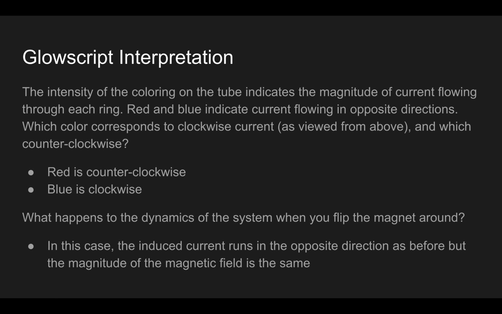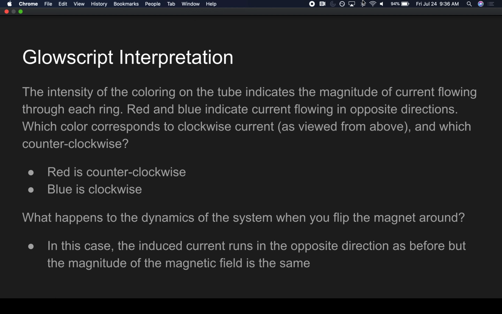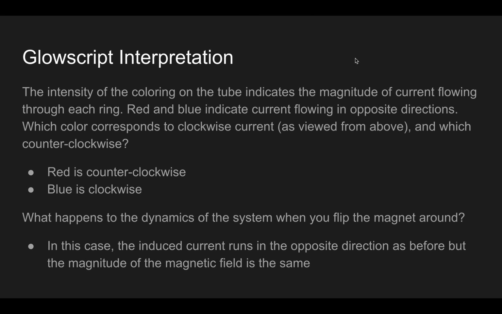My interpretation of this GlowScript code is that the intensity of the coloring on the tube indicates the magnitude of the current flowing through each ring, and blue and red indicate the current flowing in opposite directions: red is counterclockwise and blue is clockwise current. As for the dynamics of the system, if you flip the magnet around, the induced current is going to run in the opposite direction. However, the magnitude of the magnetic field would be the same.